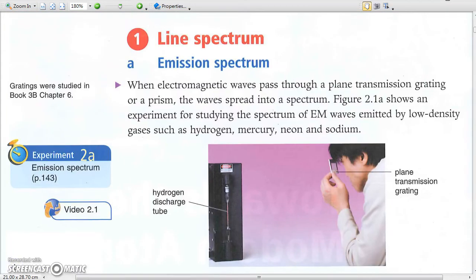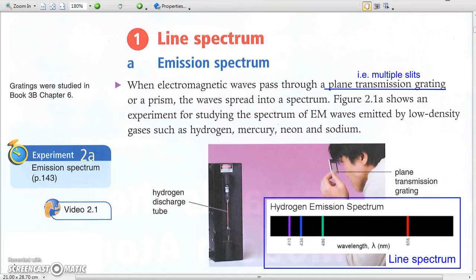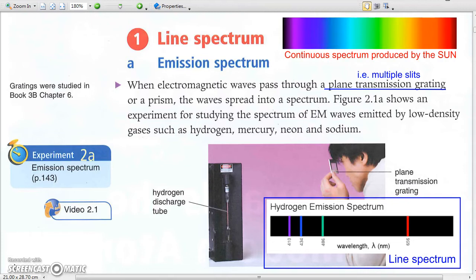1. Light spectrum. Using a plane transmission grating, we may see the light spectrum produced by a gas discharge tube. On the other hand, the spectrum produced by a filament lamp or that by the sun is a continuous spectrum. Let's take a look at Experiment 2A, emission spectrum produced by a discharge tube.